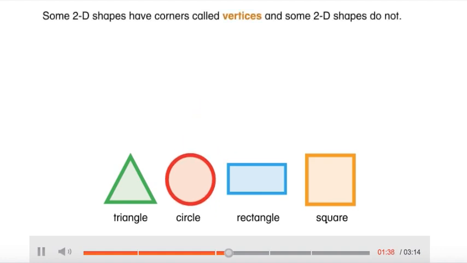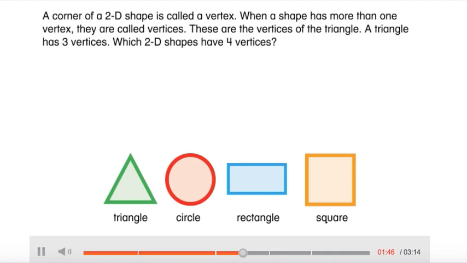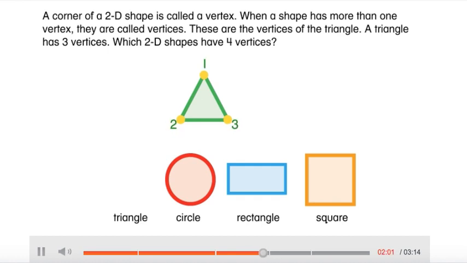Some 2D shapes have corners called vertices, and some 2D shapes do not. A corner of a 2D shape is called a vertex. When a shape has more than one vertex, they are called vertices. These are the vertices of the triangle.